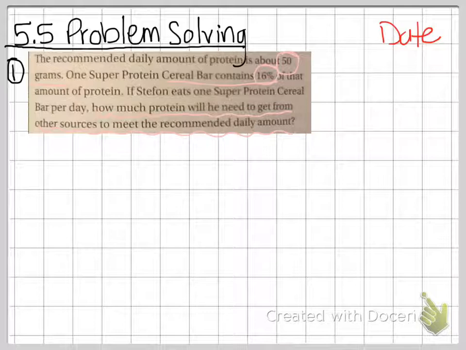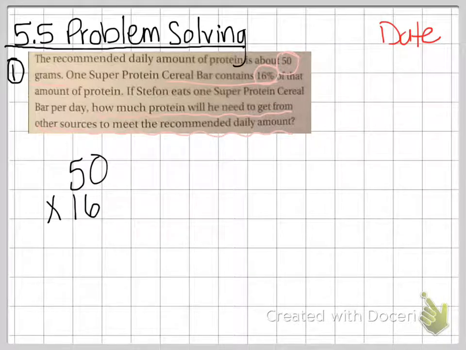Yesterday I showed you how to find a percent of an amount with fractions, and today I'm going to use decimals. So I know that the word "of" tells me to multiply, so I'm going to do 16% of 50. So I will do 50 times 16% as a decimal, which is 0.16. And if you remember how to multiply decimals, take out the decimal and then we'll put it back in later.